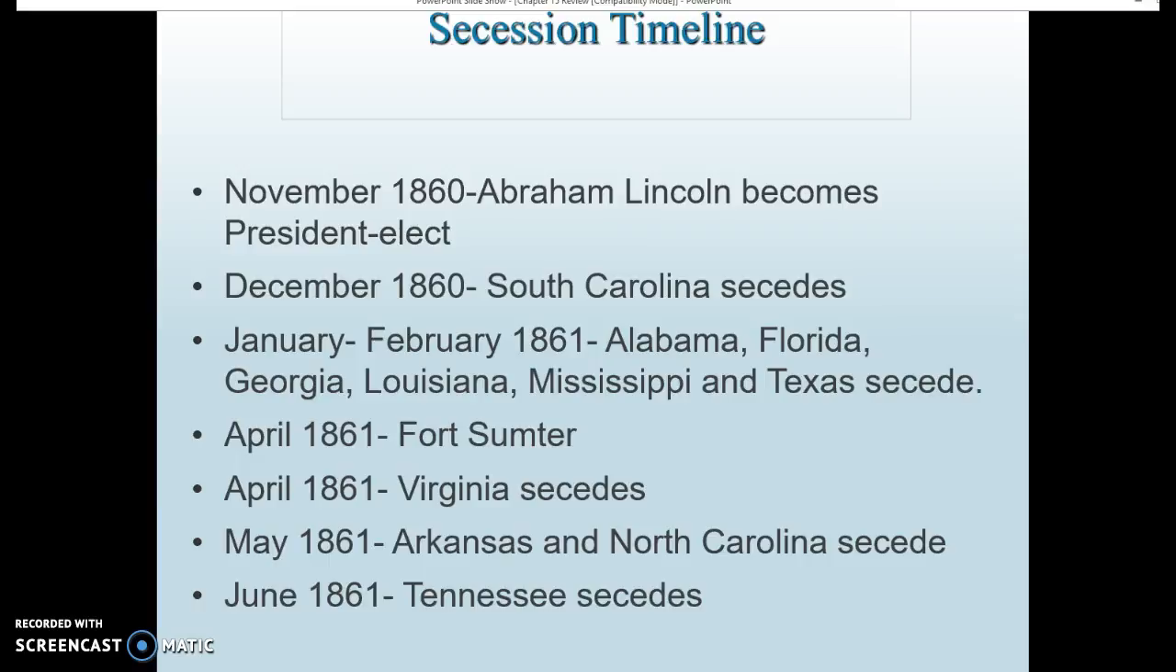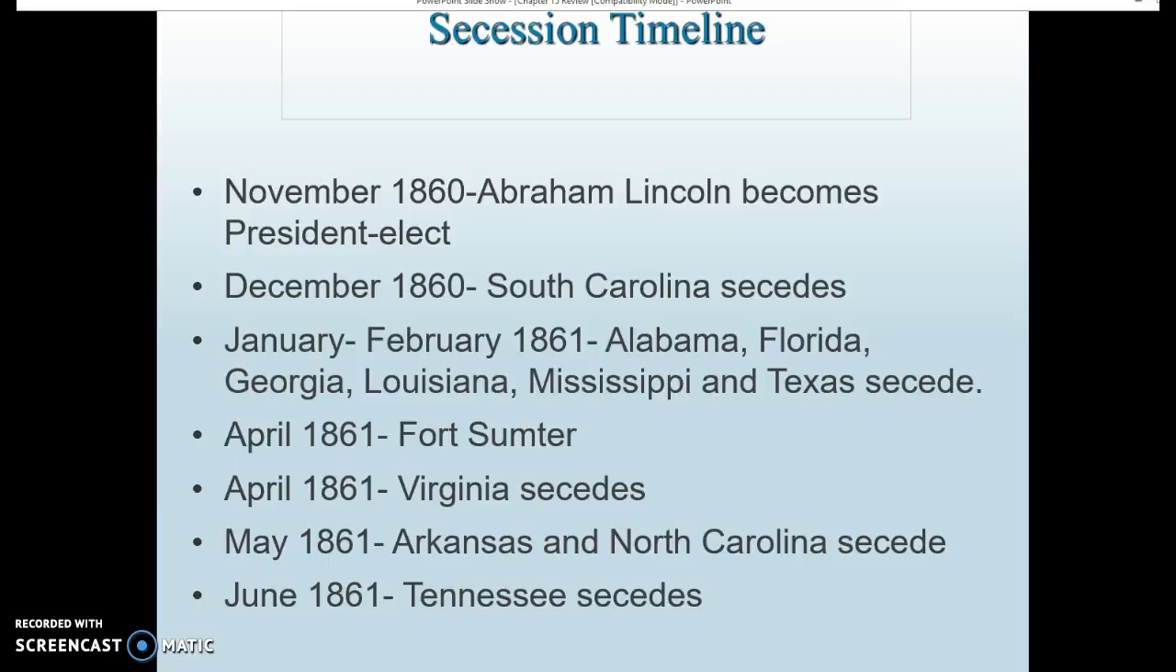So the first thing that happened is in November of 1860, Abraham Lincoln becomes the president-elect. So he's nominated as the president. He's going to take over the presidency in 1861. But when he becomes the president-elect, it's not too long after that that South Carolina decides to leave the Union. And in December of 1860, they meet and decide that they are going to withdraw from the Union.